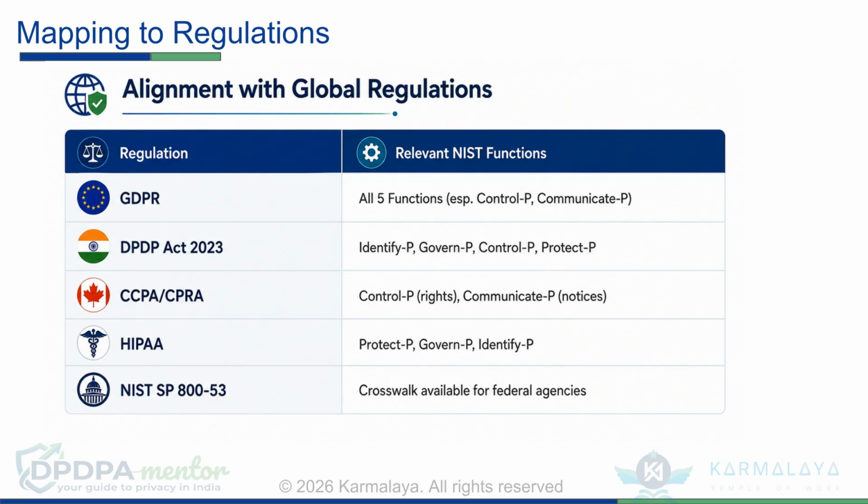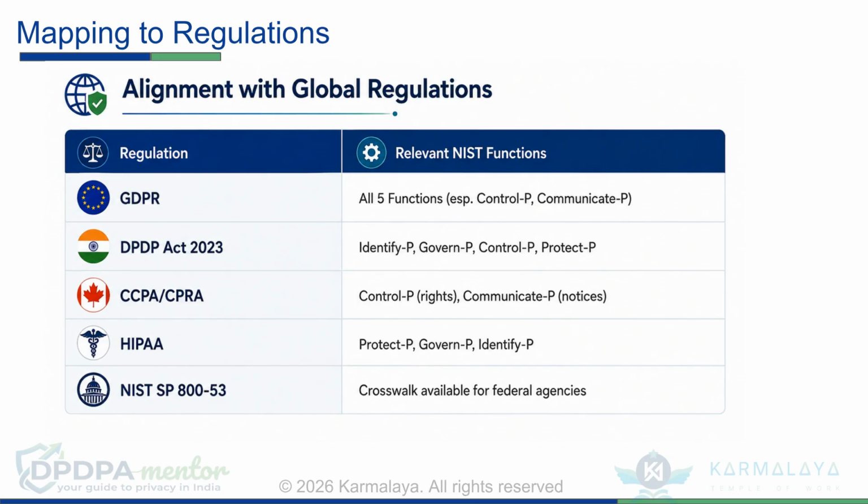For GDPR, all 5 functions are relevant, especially Control-P for data subject rights and data minimization, and Communicate-P for transparency requirements. For India's DPDP Act 2023, Identify-P helps with data fiduciary obligations to maintain records of processing. Govern-P aligns with accountability requirements. Control-P supports consent management and data principal rights. Protect-P covers security safeguards.